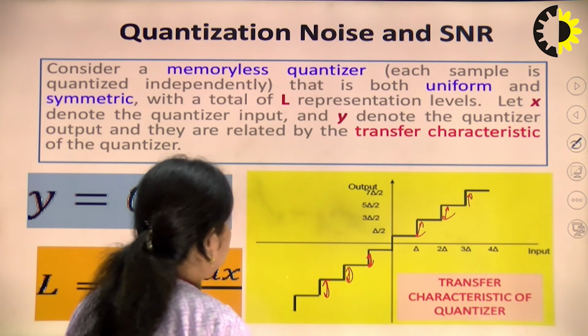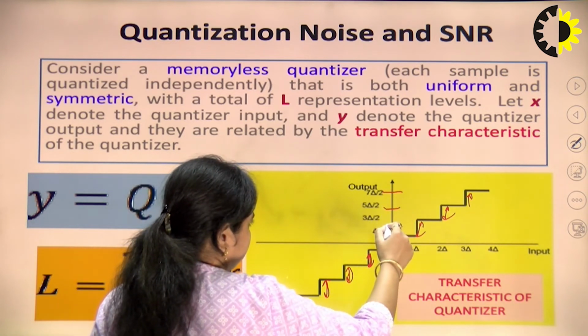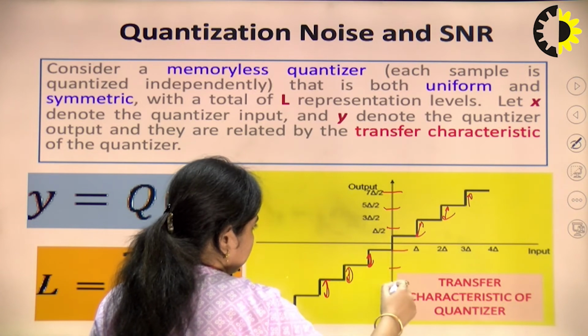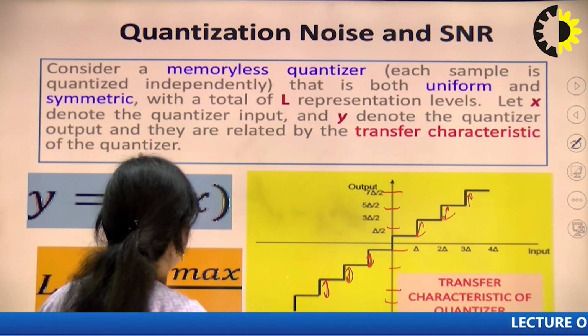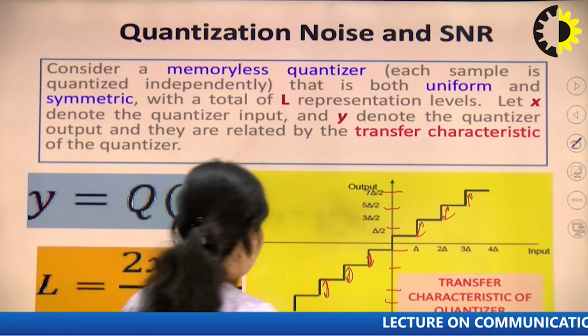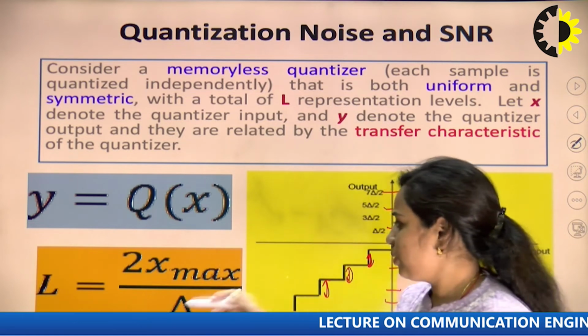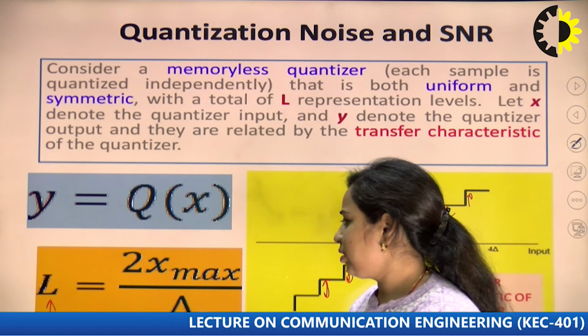So, it is divided into L number of levels. You can see that these are the number of levels. So, that is L. Let X denote the quantizer input and Y denote the output. The equation will be somewhat like this one, and L, the number of levels, is equal to 2 times X max divided by delta.